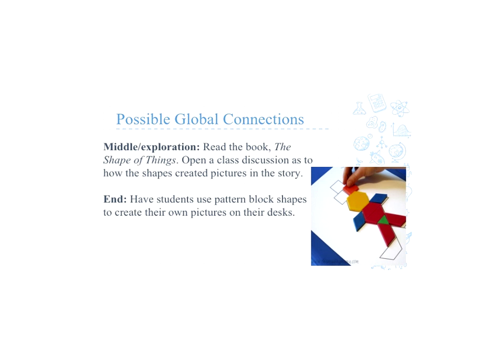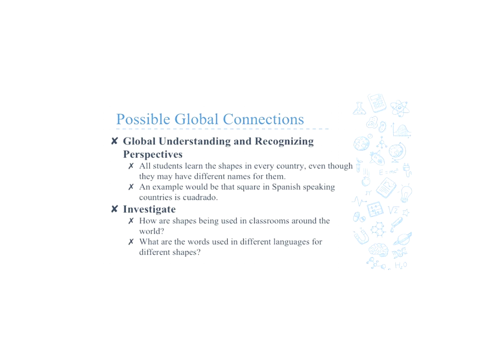In the middle, we would start with the book. So they've gotten the prior knowledge of some of those shapes, and now they're making the connection to the book, The Shape of Things. And that could lead into a class discussion into how those shapes created the different pictures in the story. And at the end, we would have students use the pattern blocks to create pictures on their desks, kind of like you can see in the picture there provided, that they're building a little man with a hat with those pattern blocks.